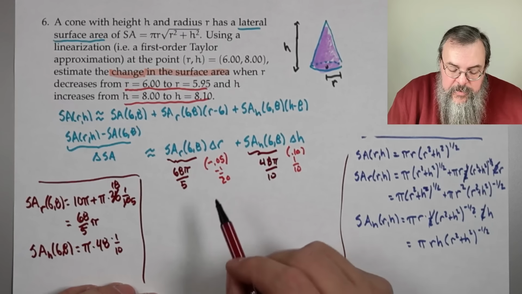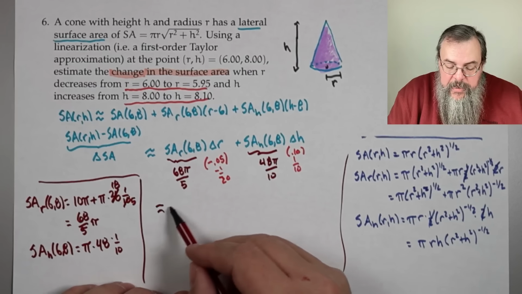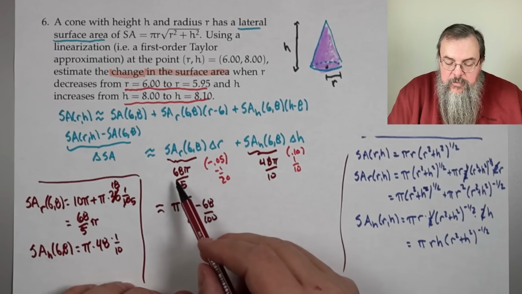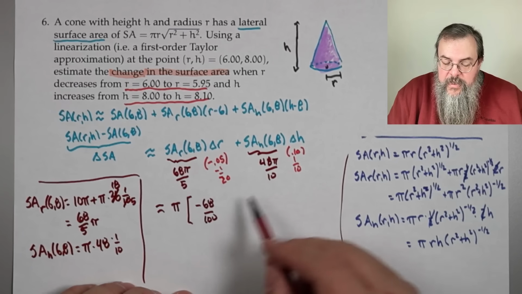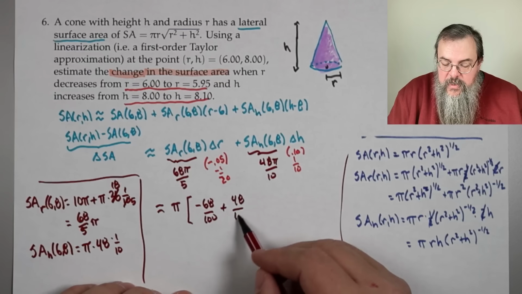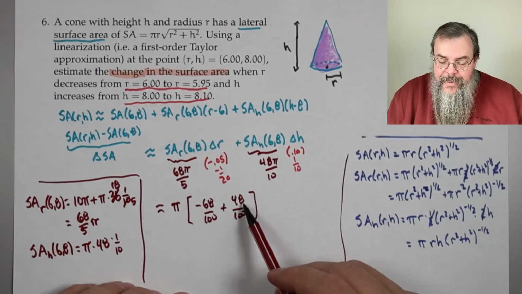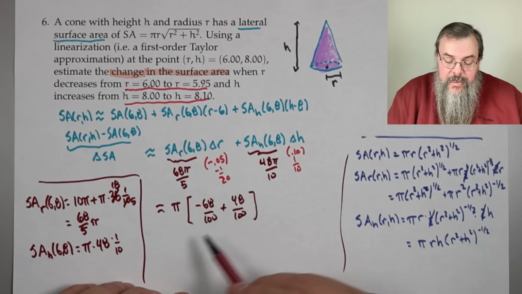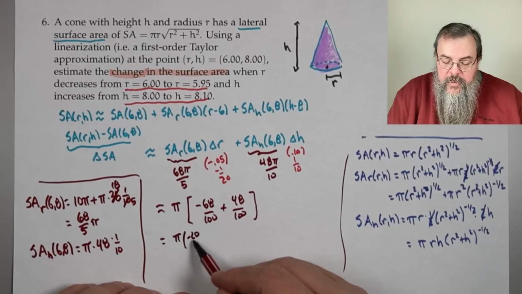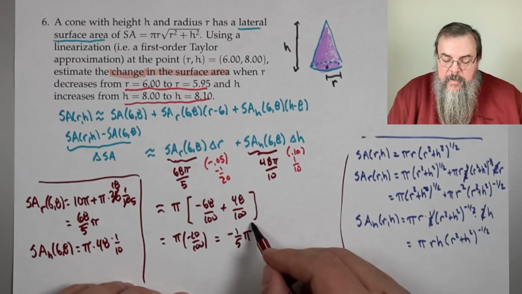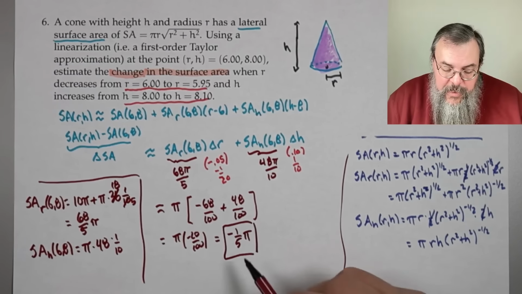All right, now let's see what we have here. Both terms have a pi. I'm going to factor that out. And then here we have minus 68 over 100, right? Minus 68 over 100. Here we have plus 48 over 100. Okay, that's looking very promising, by the way. So minus 68 plus 48 would give us what? It gives us minus 20. So this is pi times minus 20 over 100, or if you like, that's minus 1/5 pi. And there you go. So our surface area will decrease, and the amount of decrease is 1/5 pi.